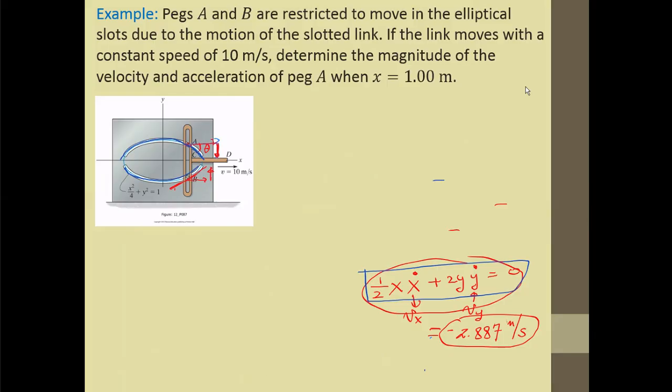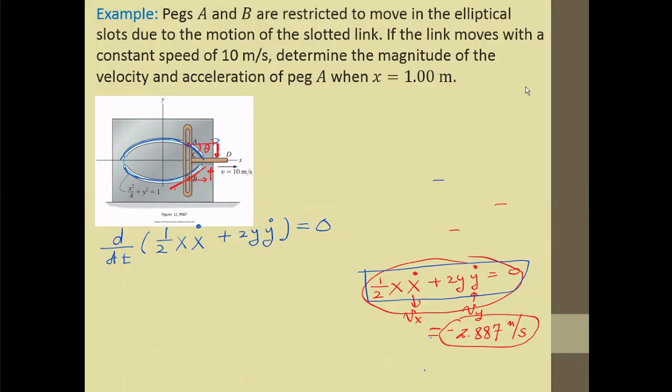We use that one: 1 over 2 x times x dot plus 2 times y dot. Take one more derivative: the derivative of 1 over 2 x x dot plus 2 y y dot equals 0. The derivative of 0 is obviously 0.